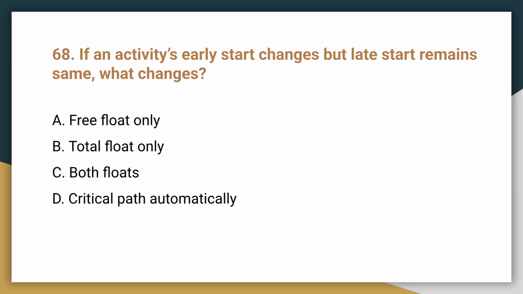Question 68. If an activity's early start changes but late start remains the same, what changes? The answer is A. Free float only. A change in the early start affects the calculation of free float.